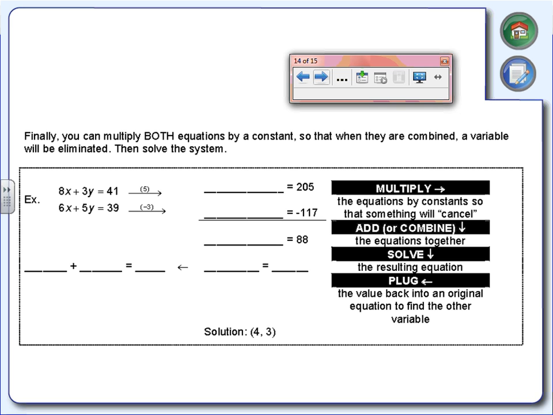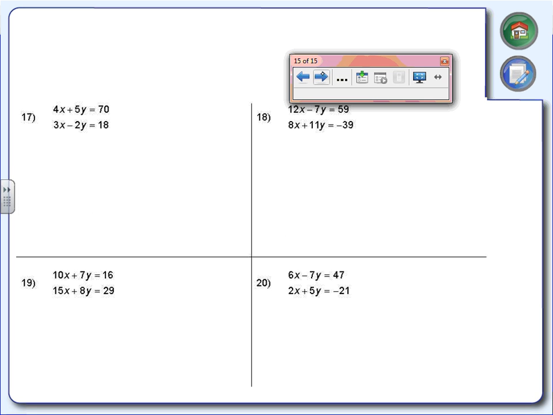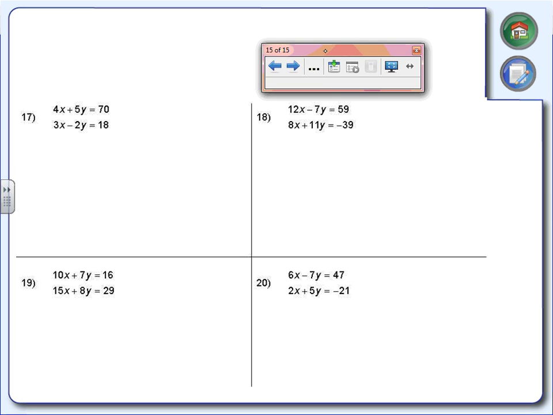Now, those last 3 examples we just looked at required us to multiply one of the equations by some number. In some cases, you may need to multiply both equations by some number in order for something to eliminate. So that's what we're going to look at next. I'm going to skip this example, and we're going to look at number 17.